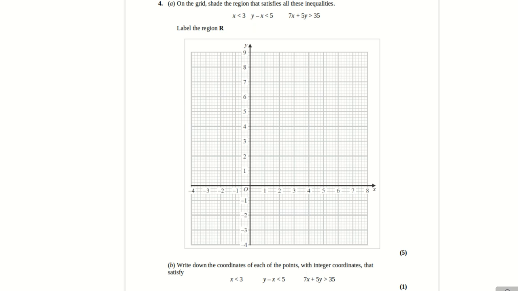Okay, so we've got three inequalities and we need to find the region and label it R. Right, the first one, x is less than 3. What we're going to have to do is draw the line x equals 3. Now our inequality doesn't contain the equals, so we'll need to do a dashed line and then we'll shade the region that we don't want.